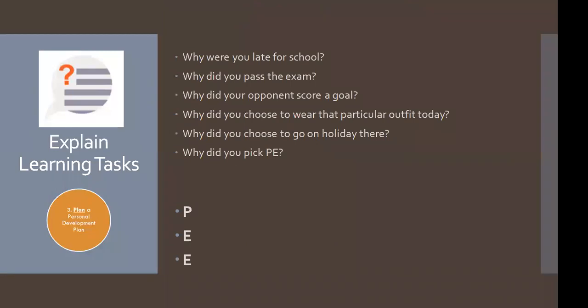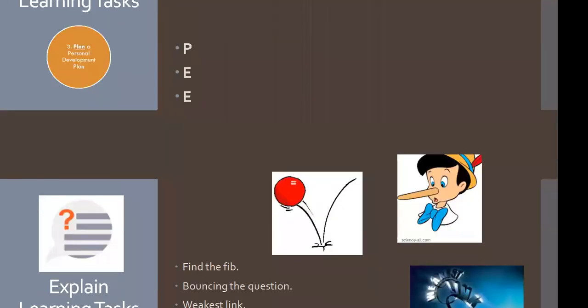So some generic questions that we use again, why were you late for school? Why did you pick PE? So I picked PE because I really enjoy the subject. Example, actually my teacher's really fun. Explanation of that, because they're fun, I'm really motivated, and I work hard. So something like that along the lines where we're easing them into that point example explanation.